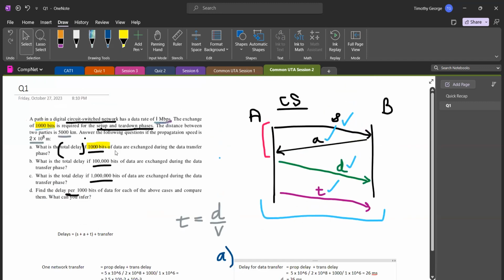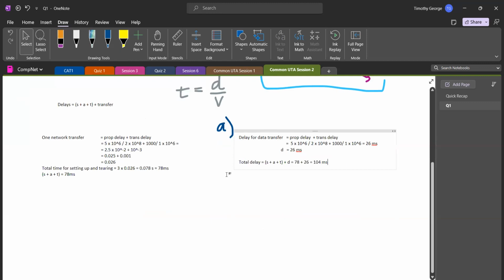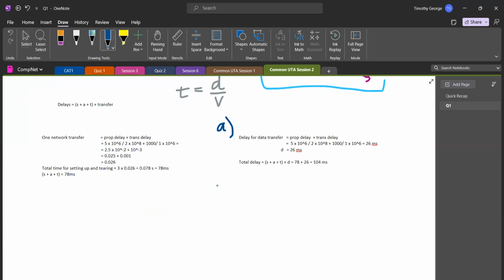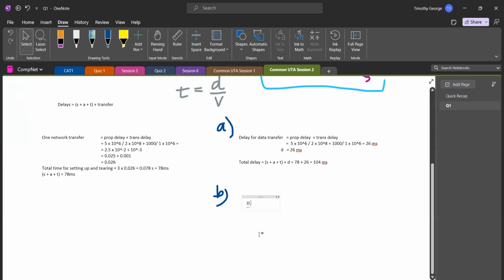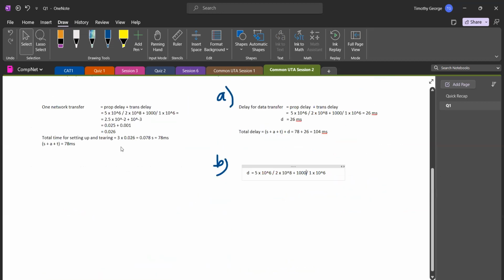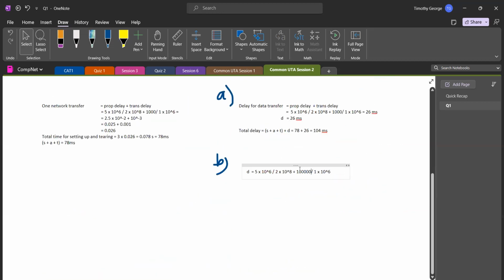The first part of the first question. So now let's quickly finish the other sections because we've already spent a lot of time on this. So the B part. Here small d is equal to how much? It's going to be the same thing: 5 into 10 to the power 6 divided by the speed, 2 into 10 to the power 8, plus, but not 1,000 bits. How many bits are you giving? 100,000. Right?